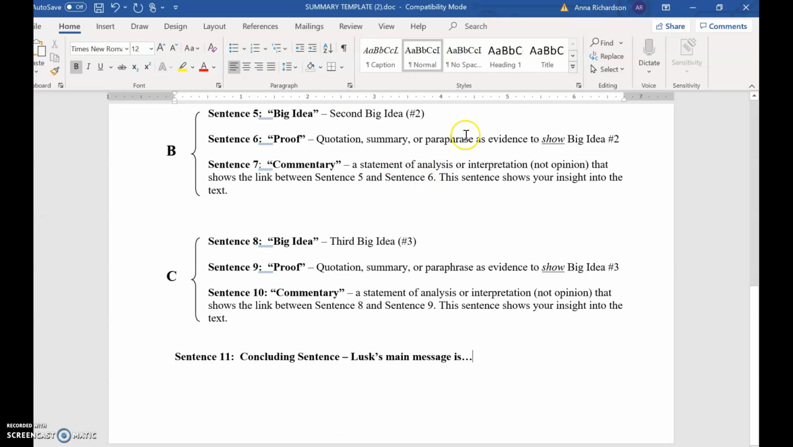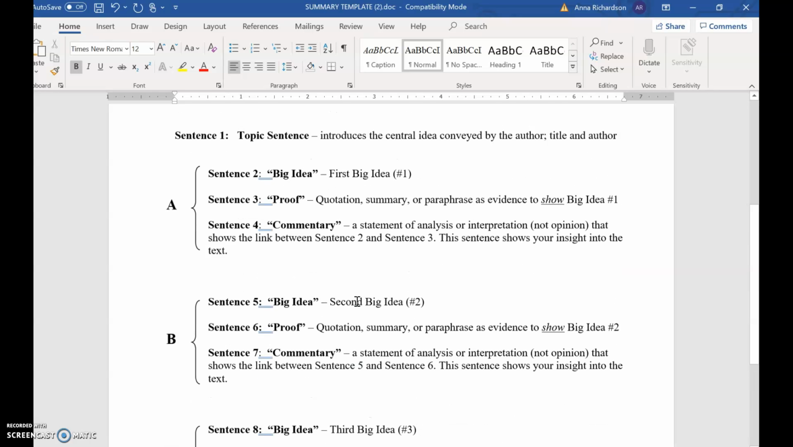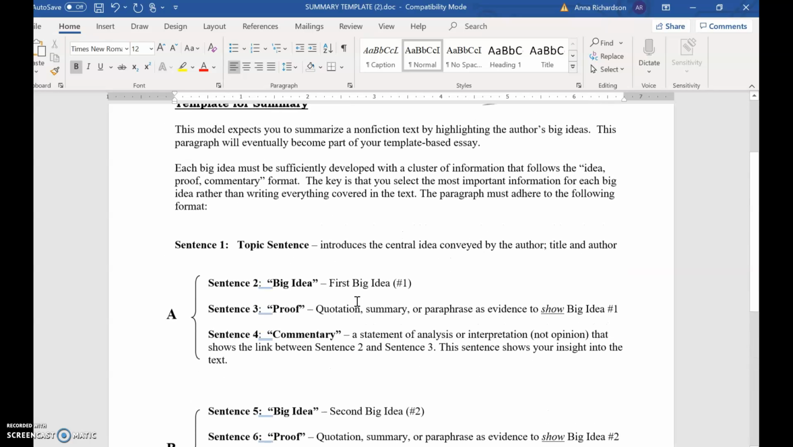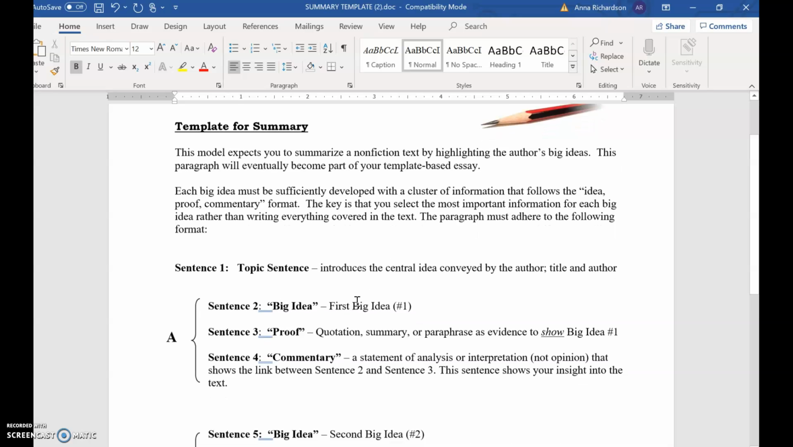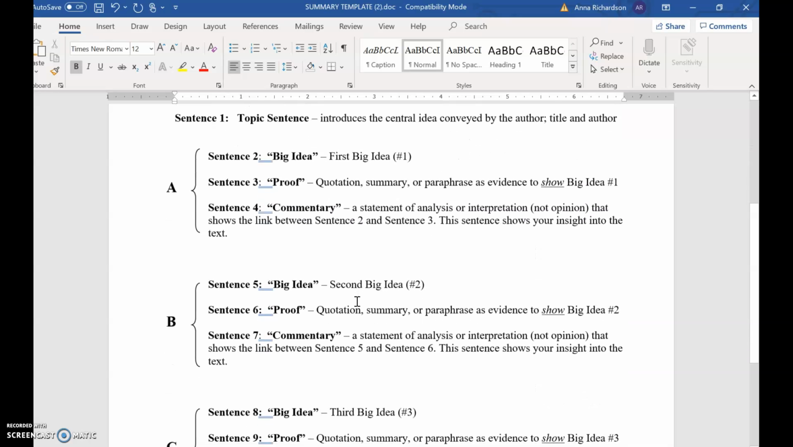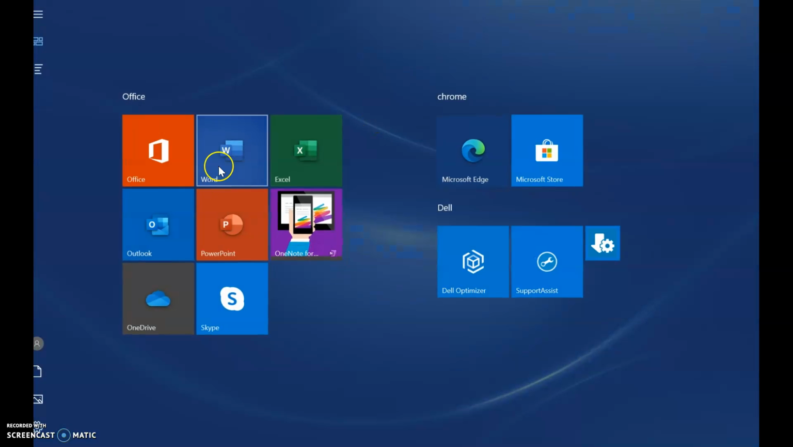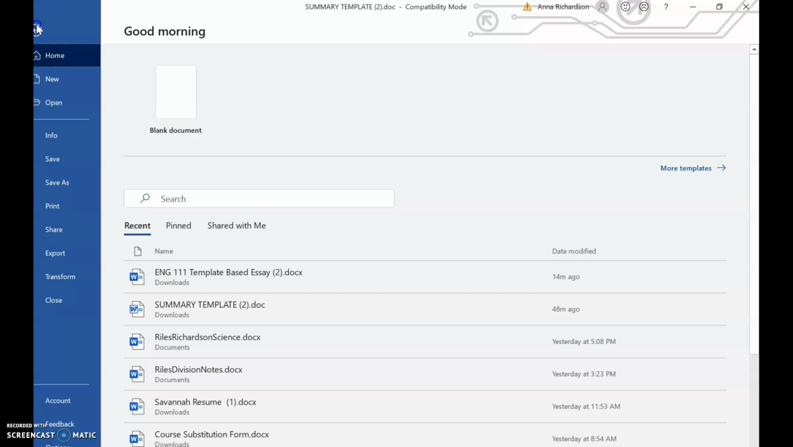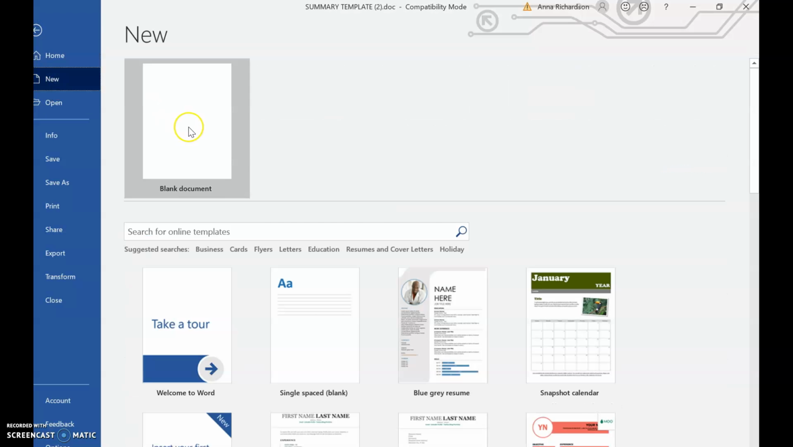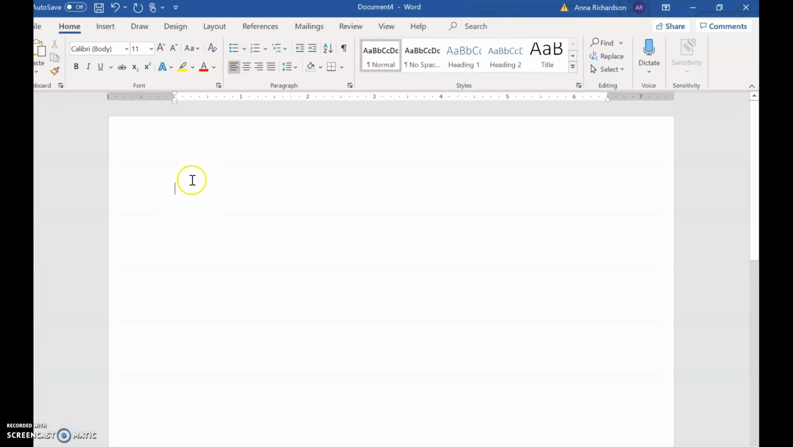So very briefly, I'm gonna close this out. You should be using this template to write your summary, especially at the beginning of the semester, okay? So let me get out of there. And I'm going to go to a new blank document. And I brainstormed my big ideas. So I'm going to go ahead and write those down, okay?